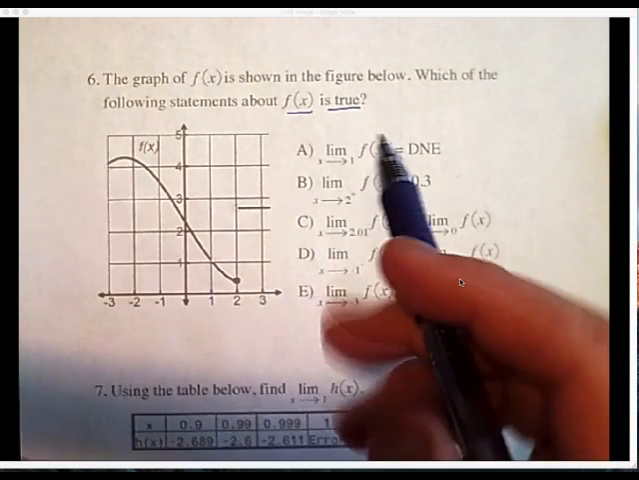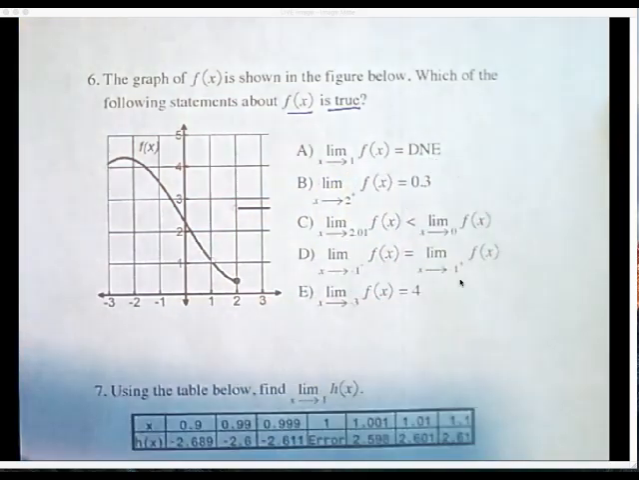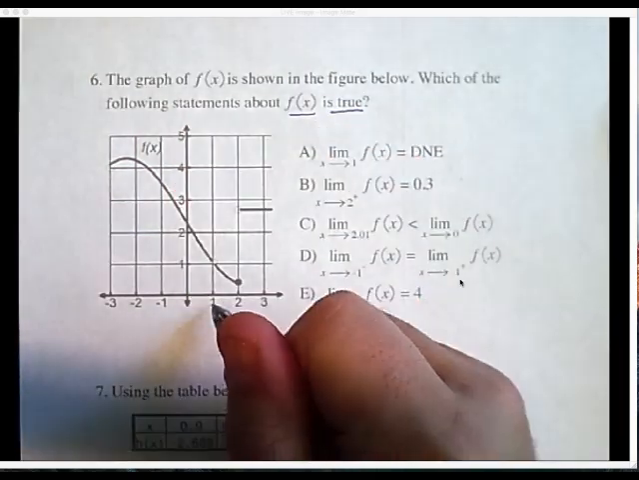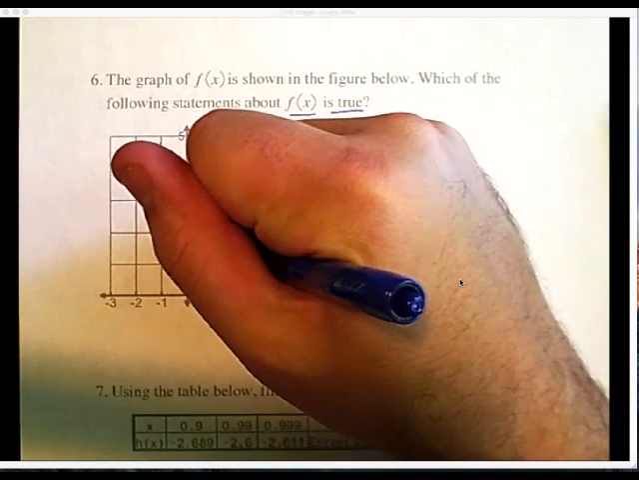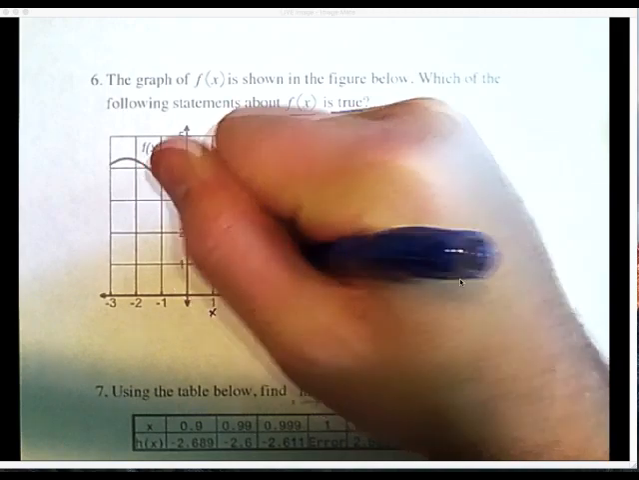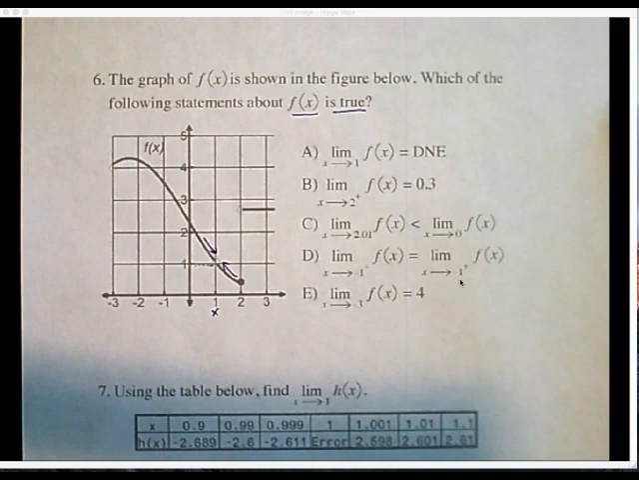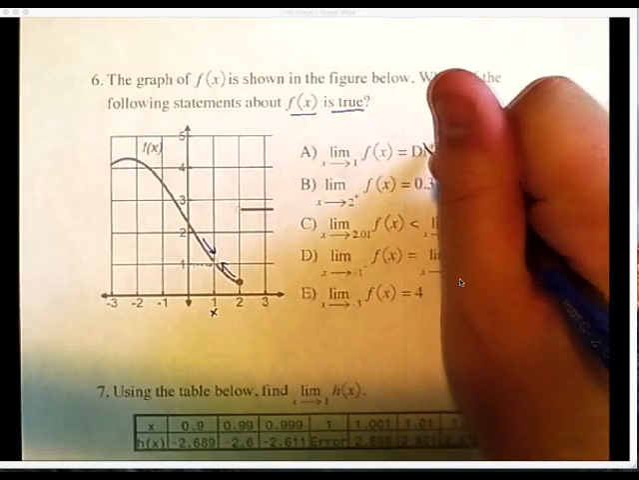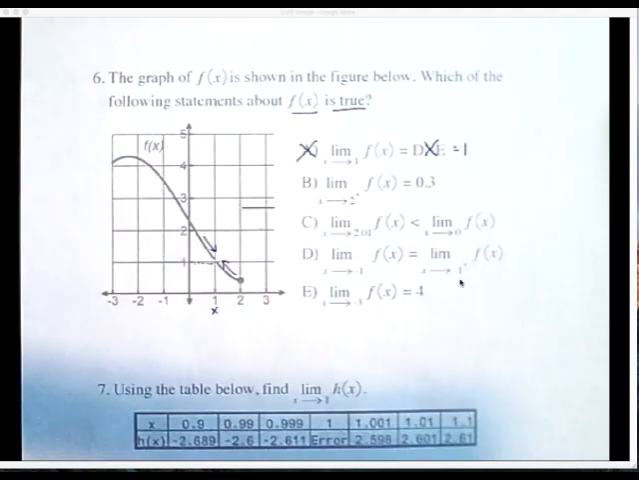All right. Here in part A, they're saying the limit as x approaches 1 does not exist. Well, here's my x value of 1 right there. As I get closer and closer to 1 coming in from both sides, it does look like they're approaching the same y value. They're both approaching 1. This is wrong because the limit actually equals 1. So that's not true.